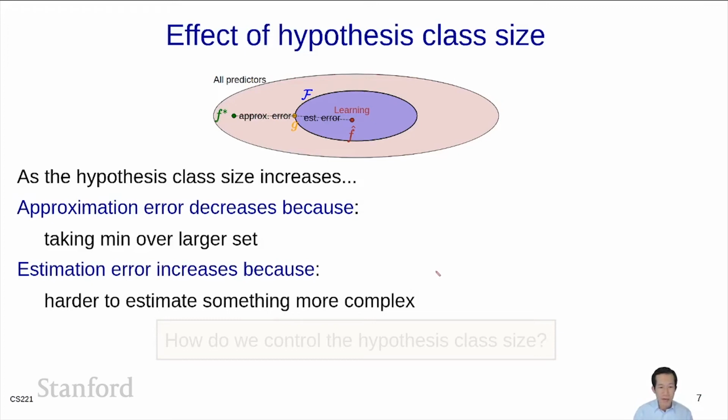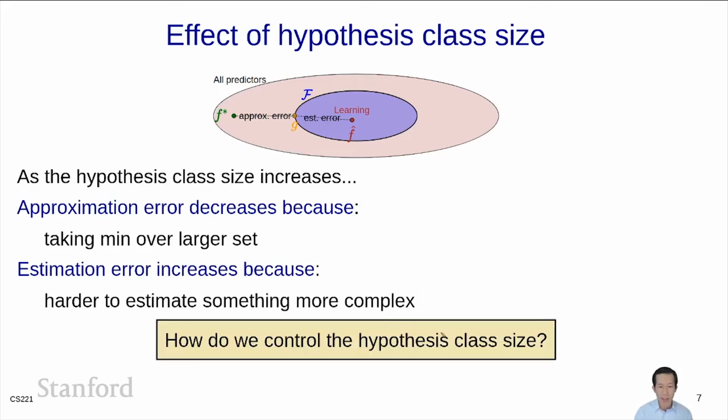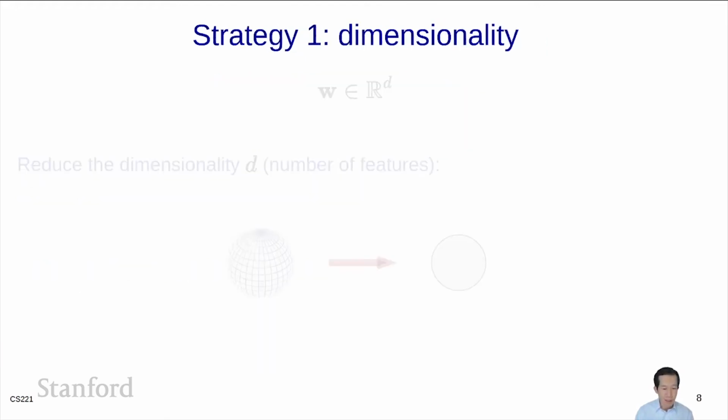So given these trade-offs, what are the ways that we can use to control the hypothesis class size? We're going to focus our attention on linear predictors. Remember, in linear predictors, each predictor has a particular weight vector. So effectively, the size of the set of weight vectors determines the size of the hypothesis class. One thing you can do is to reduce the dimensionality of the set of possible weight vectors.